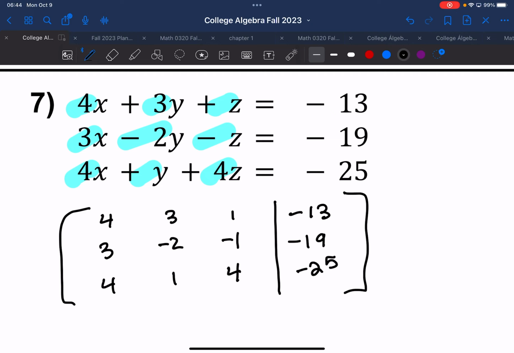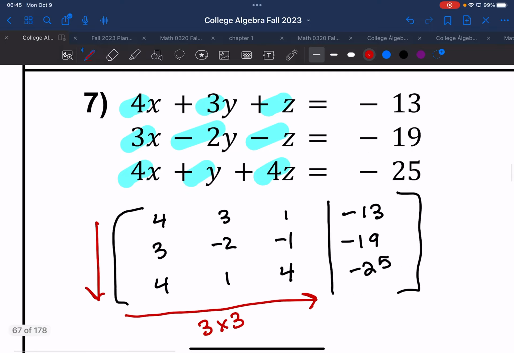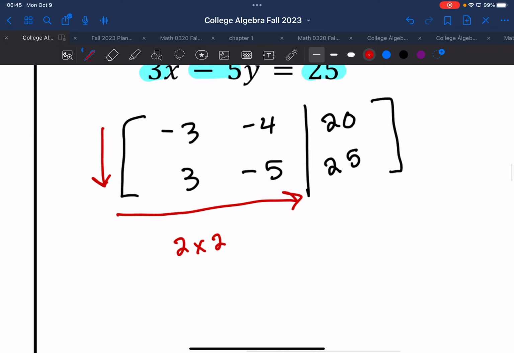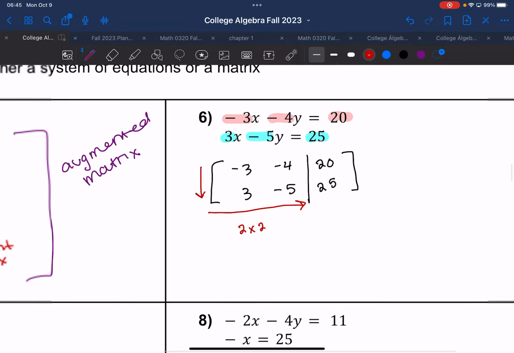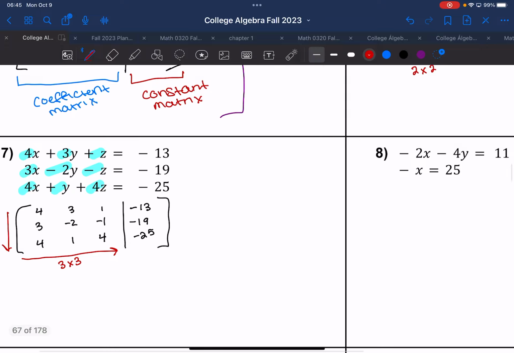So in this case, what's the dimensions of this matrix? 3 by 3. So we only pay attention to the matrix in front of that bar. So this is a 3 by 3 matrix. So it's a square matrix. Correct. All of these that we're working with when we're solving are going to be square matrices. Oh, I thought it was only when it was 3 by 3. Oh no, like this last one on number 6, this is a square matrix too because it's a 2 by 2. They're the same number. As long as they're the same number, they're a square matrix.